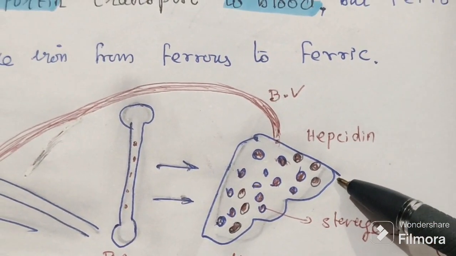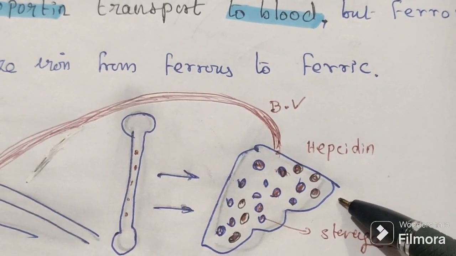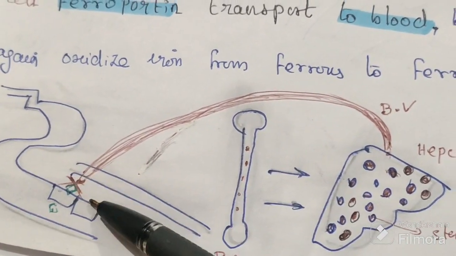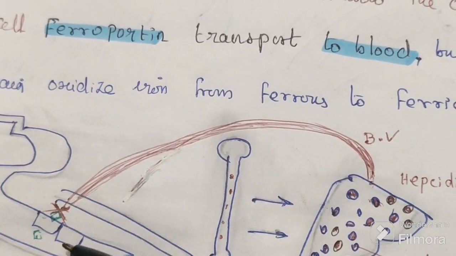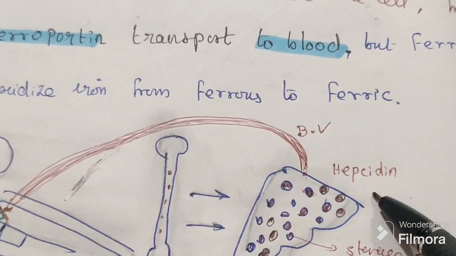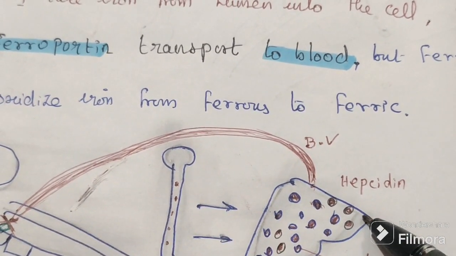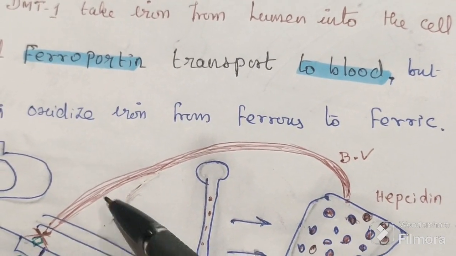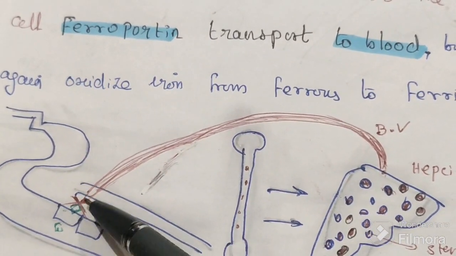That hepcidin is synthesized by the liver and will come into the blood via blood vessels. It will go to ferroportin and inhibit and degrade that ferroportin. So this is the function of hepcidin. What is the function of hepcidin? It is synthesized by our liver, comes into the blood, goes to ferroportin, and inhibits and degrades it.